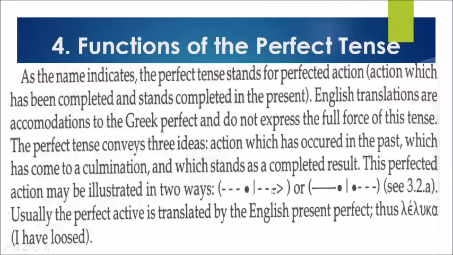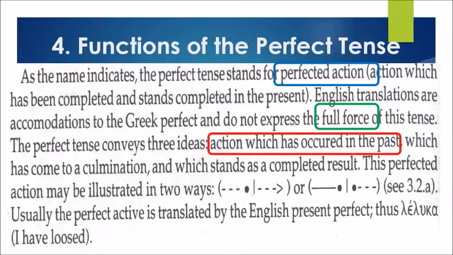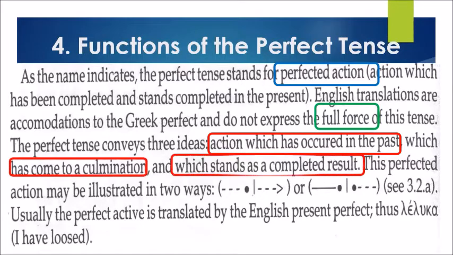As the name indicates, the perfect tense stands for perfected action. What does it mean? It is an action which has been completed and stands completed in the present. In English, translations are accommodations to the Greek perfect and do not express the full force of this tense. The perfect tense conveys three ideas. Firstly, the action which has occurred in the past, an action which has come to a culmination, and which stands as a completed result. So it can be shown in two ways.